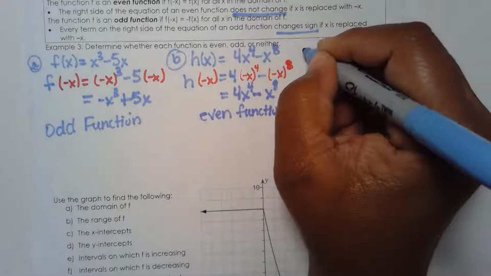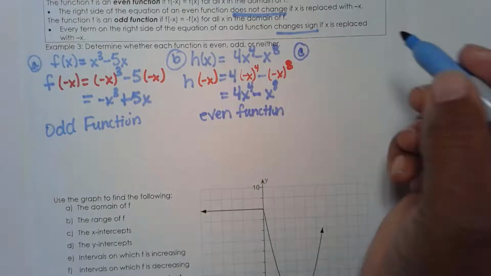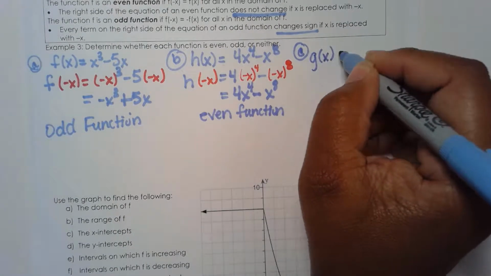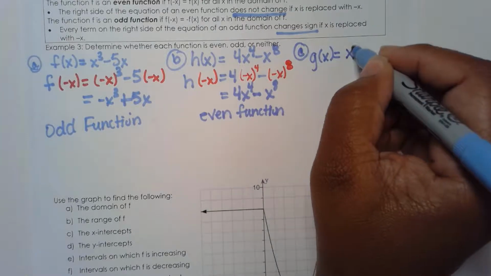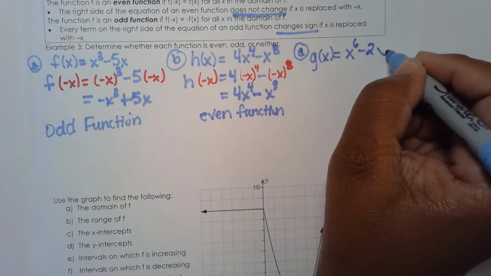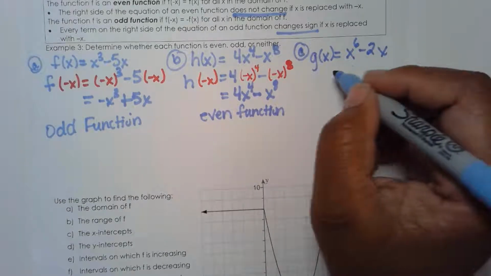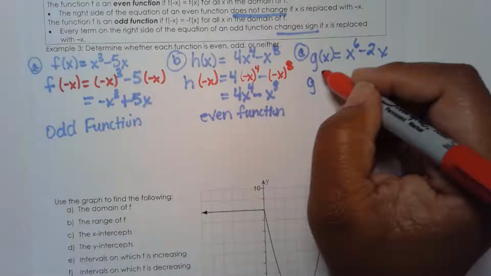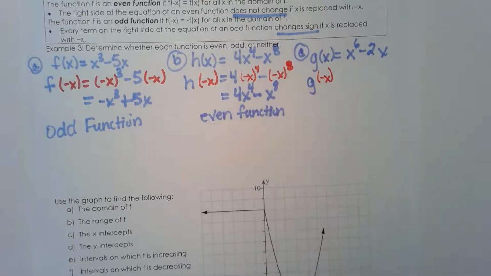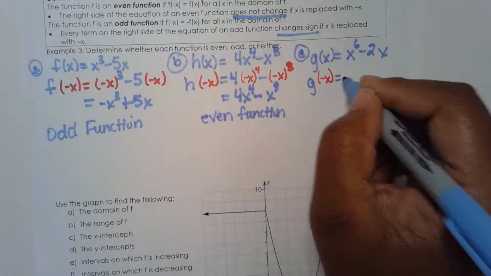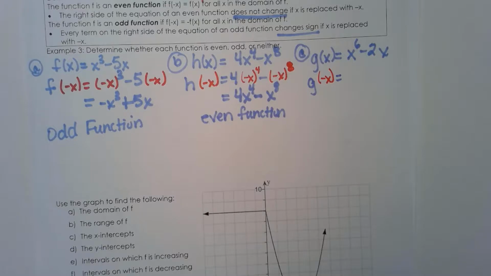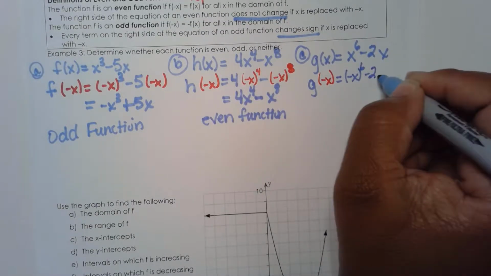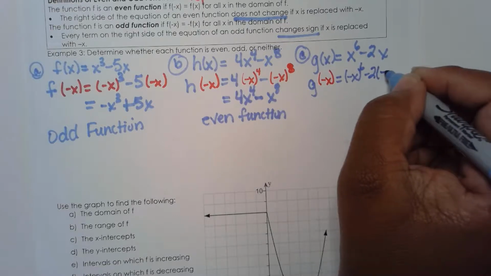And then C, we have g of x is equal to x to the sixth power minus 2x. We're going to replace x with negative x. So we're saying we have here negative x to the sixth minus 2 times negative x.